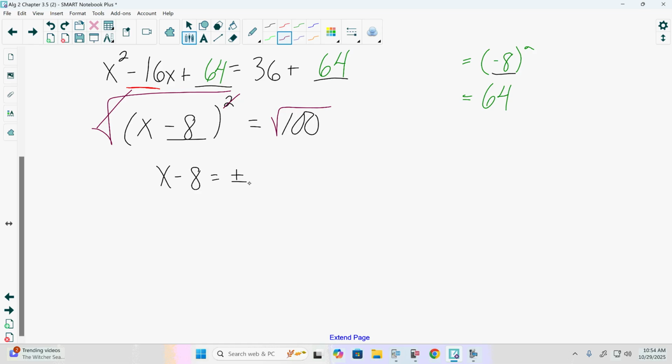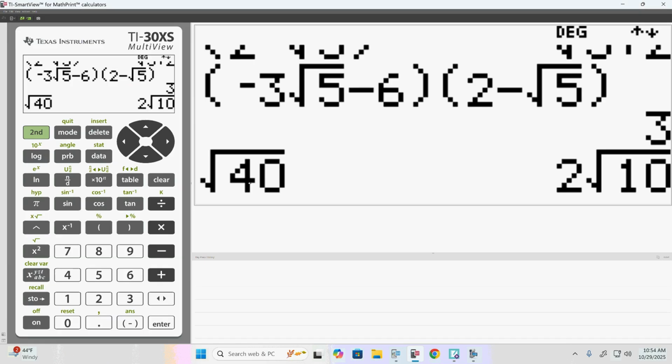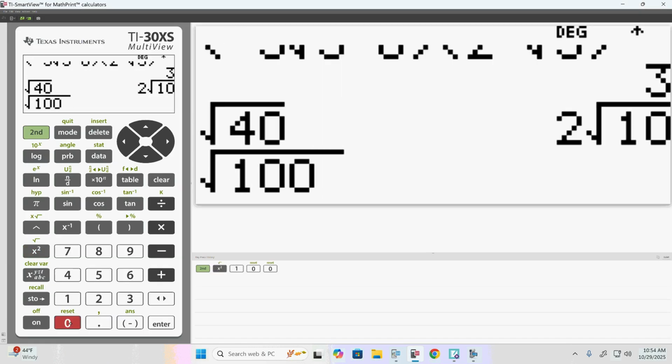Now we do need to take the square root of 100. So we can pull up either calculator, say square root of 100. It'll tell us it's 10. The graphing calculator and the 30xs, the yellow calculator, both of them will tell us it's 10 because 100 is a perfect square. It simplifies the radical completely.